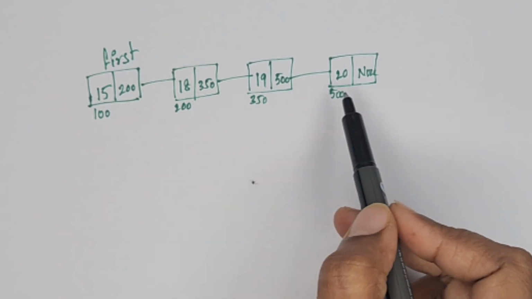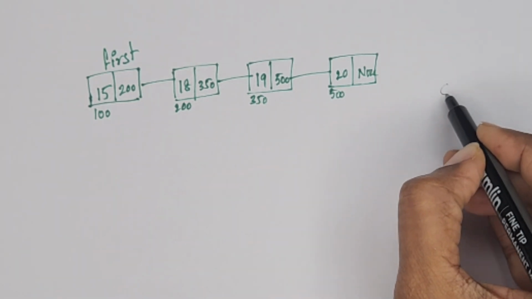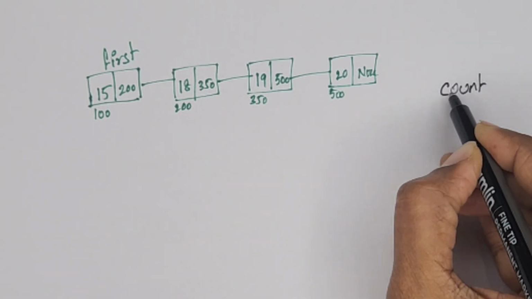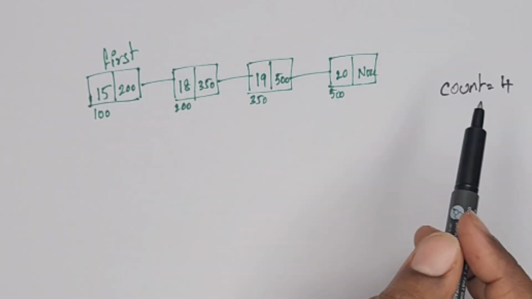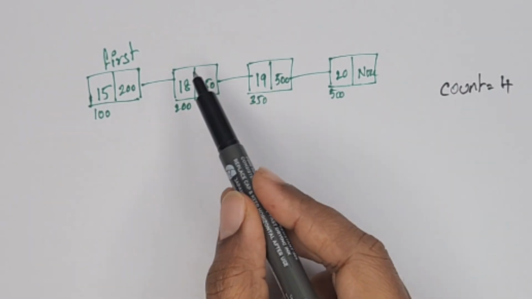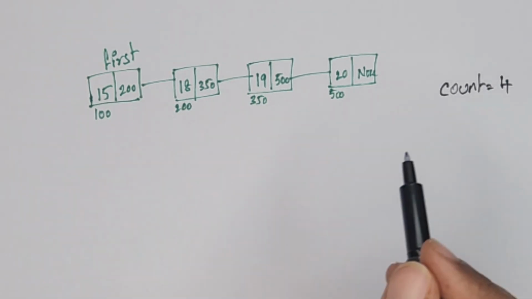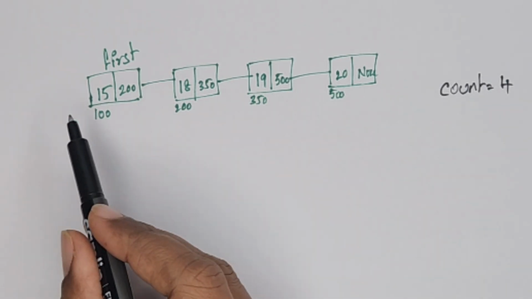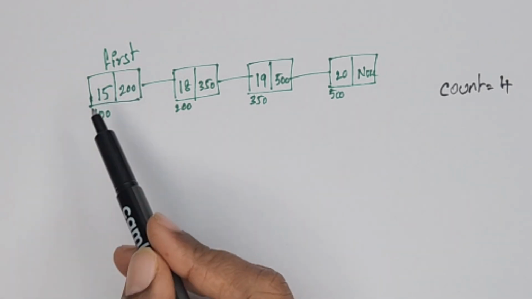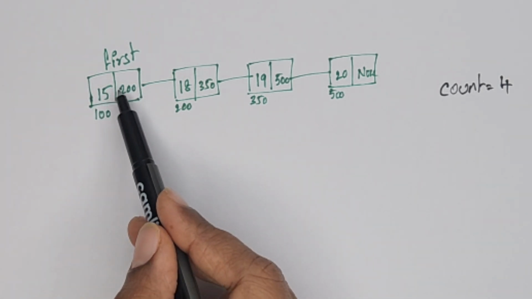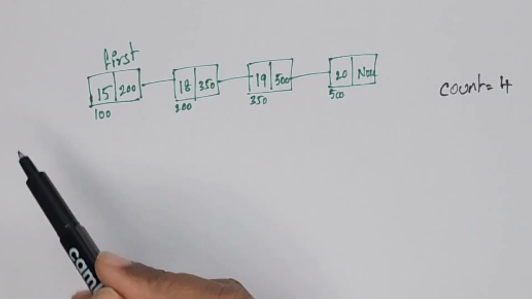So now how many nodes are there? 4. So the count value is 4. That is, every time after creating we have incremented count. Now the count value is 4. For example, I want to insert in the first position. In the first position one node is there, but I want to insert in the first position. It means before first I have to create.